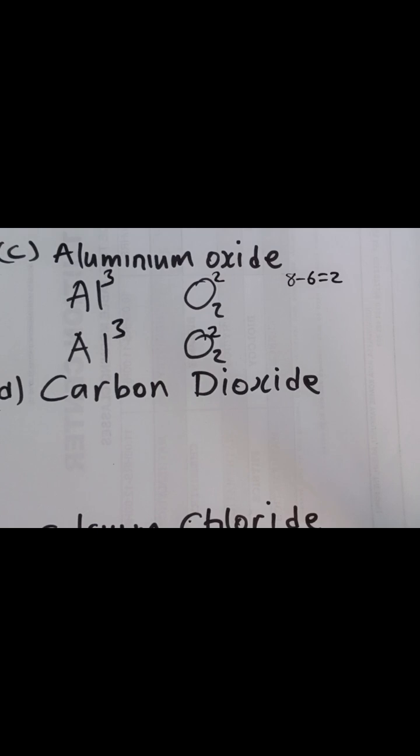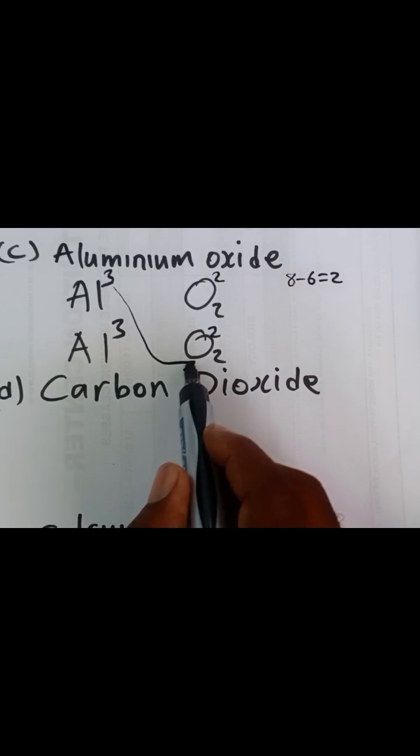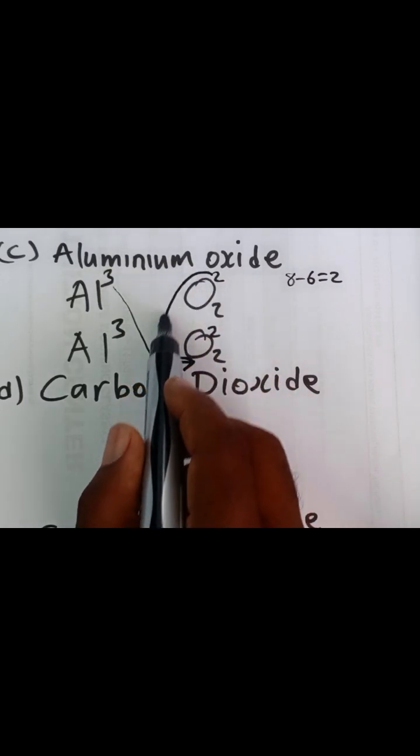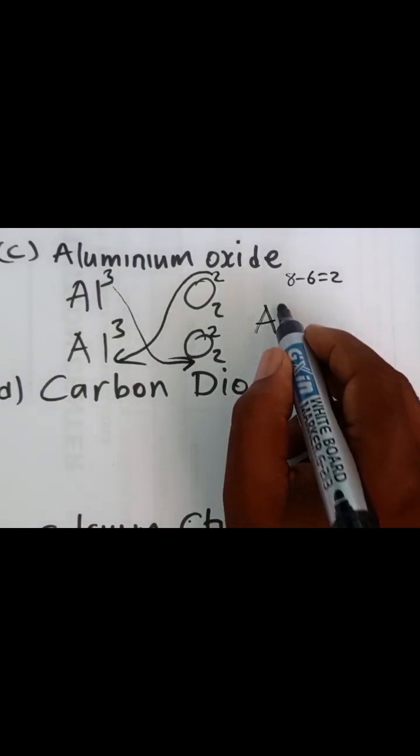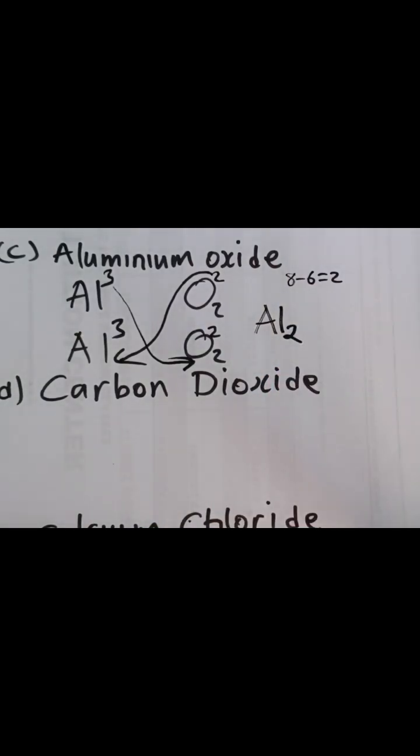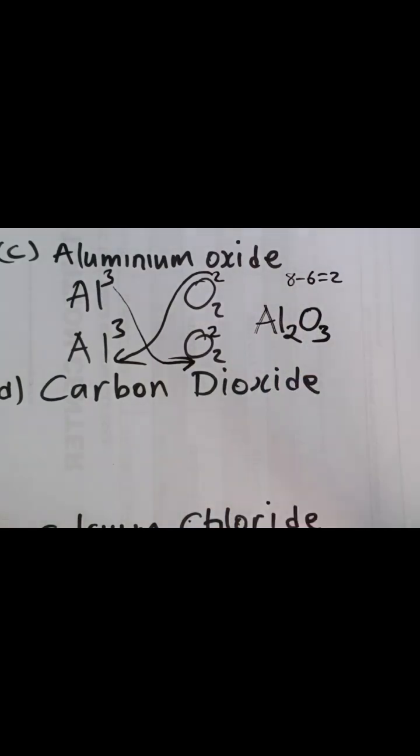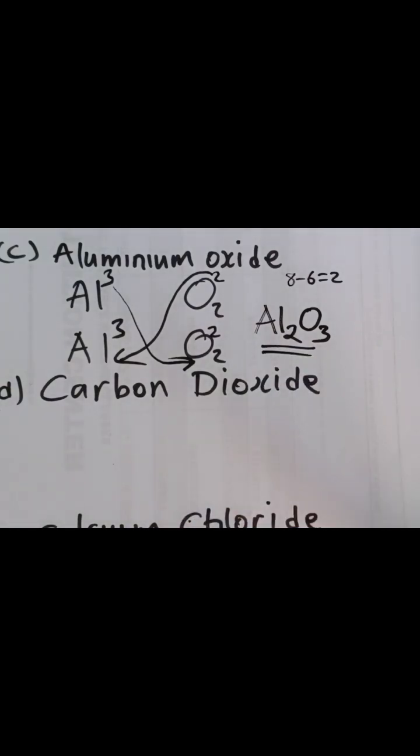When these two are reacting, they are going to swap the valence numbers. The valence number for aluminium will go to oxygen, and the valence number of oxygen will go to aluminium. So aluminium will receive 2 from oxygen, and oxygen will receive 3 from aluminium. So this is aluminium oxide.